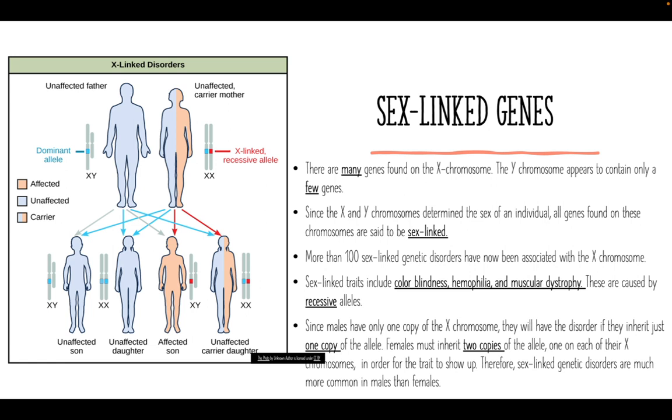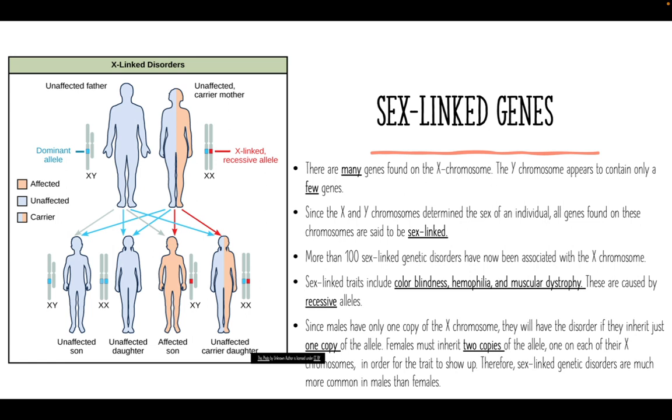So there are many genes found on the X chromosome, but the Y chromosome only appears to contain a few genes, and since the X and Y chromosomes determine sex of an individual, all genes found on them are said to be sex-linked. So more than 100 sex-linked genetic disorders have been associated with the X chromosome, and sex-linked traits include color blindness, hemophilia, and muscular dystrophy, and they're all caused by recessive alleles.